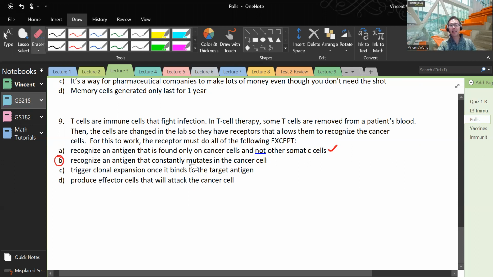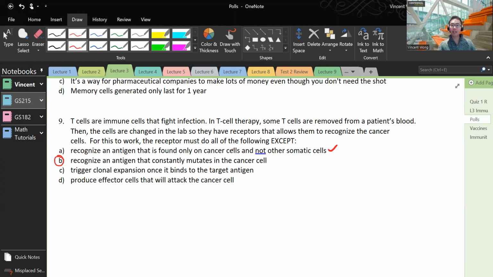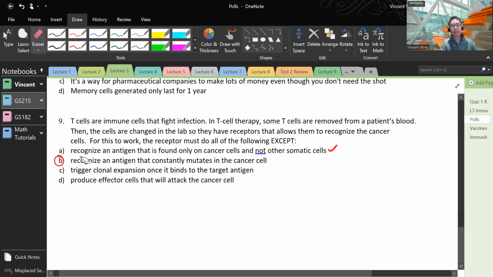That's the exception. It's not possible for a single receptor to keep on recognizing something that keeps on changing, right? There's a key and lock relationship between the antibody and what it recognizes. If its target is mutated, it changes, then the antibody that you produce or the receptors that you have will no longer work, right? So for something like this to happen, it's not possible. That's why it's the exception.